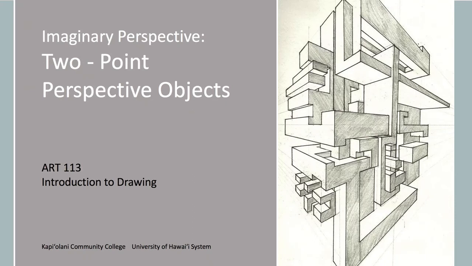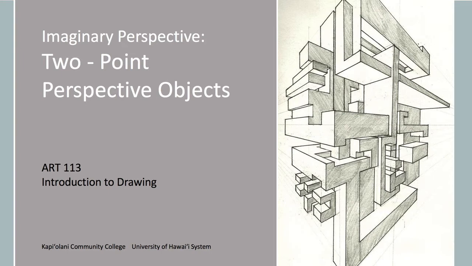All right, in this exercise we're going to do something very similar to the last one. However, instead of creating a room, you're just going to create a series of geometric shapes and objects. They can be anything you want. But the rule for this drawing is that everything's in two-point perspective.